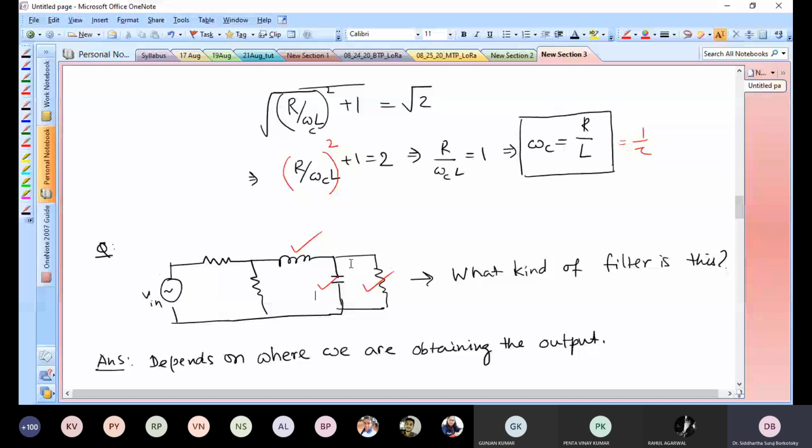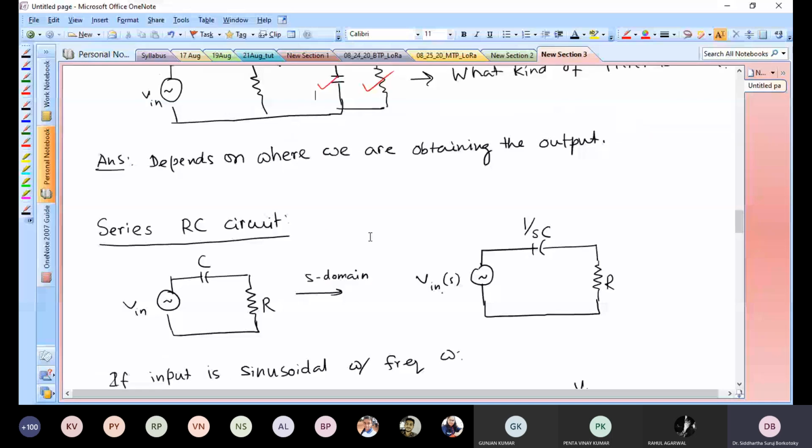Okay, so if not, let's move on to the next topic, which is RC circuits. So what happens with RC circuits? RC circuits are just like RL circuits, but you replace the L with the C. So you have a circuit with a voltage source just like before, then you have some capacitance, and then you have a resistance.